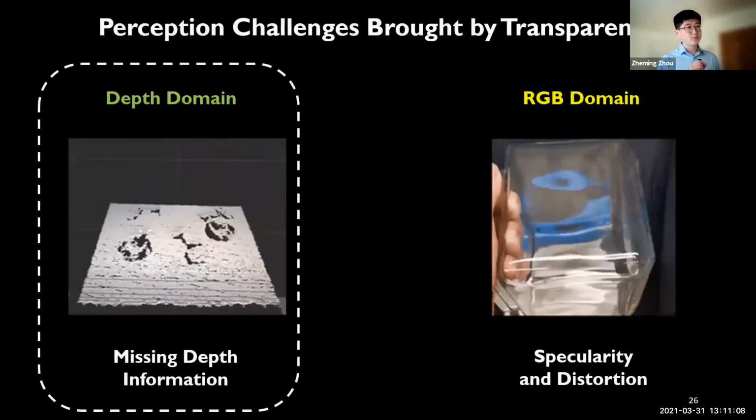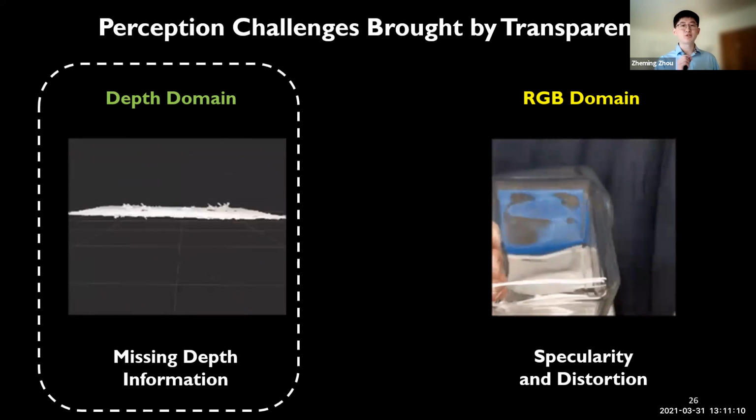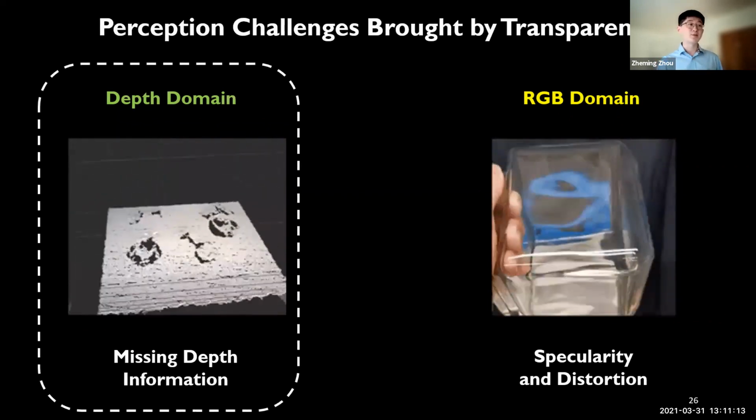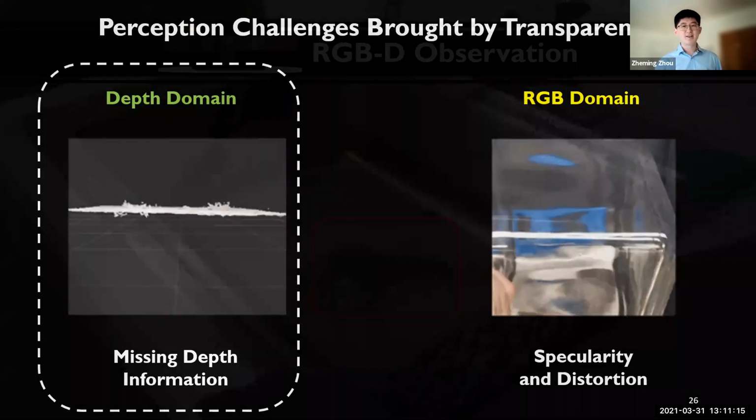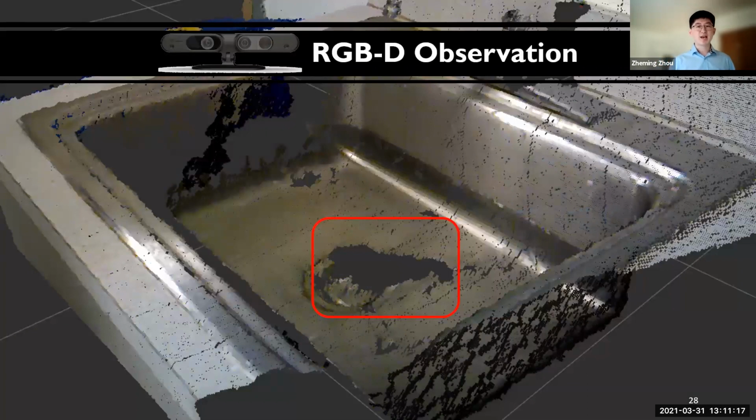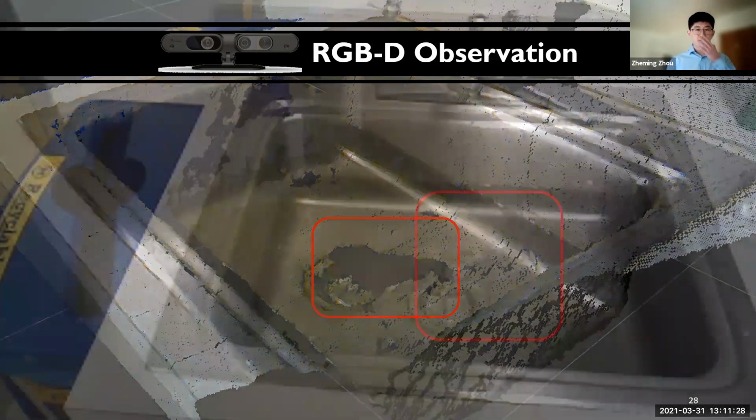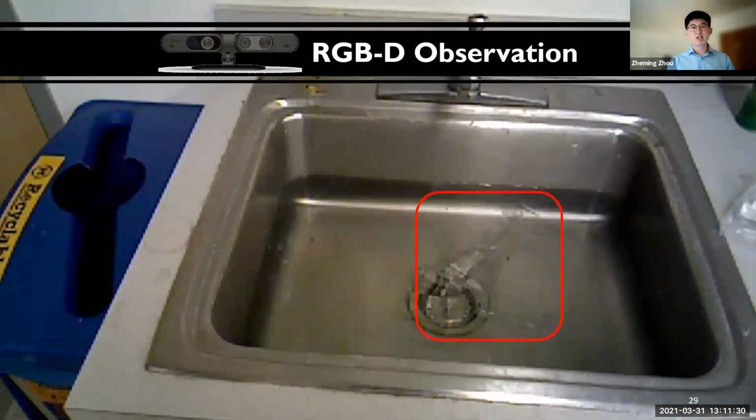In this work, we explicitly tackle the perception challenge brought by transparency in the depth domain. Here we give another example showing the depth observations from an RGBD sensor mounted on top of our robot. It is obvious that the transparent cup in the water sink is totally missing from the sensor. If we incorporate the RGB information, we can see some clues, but still, the robot is not able to interact with them because the depth information is missing.